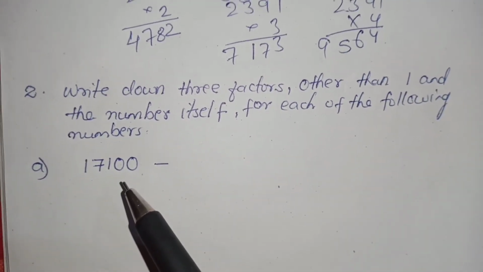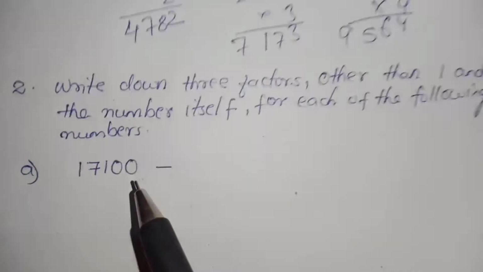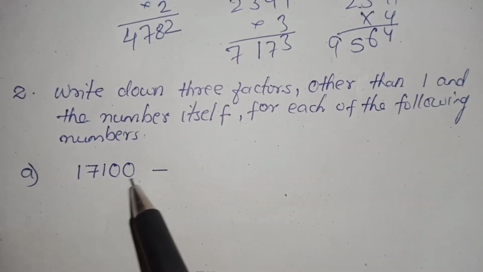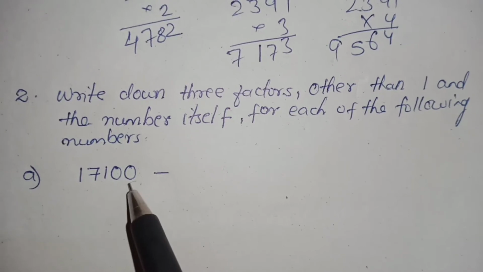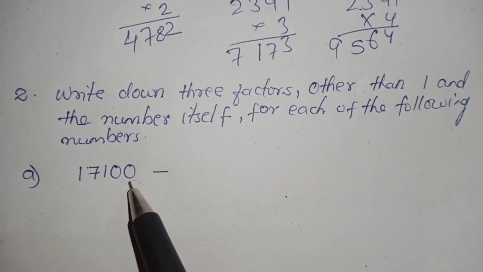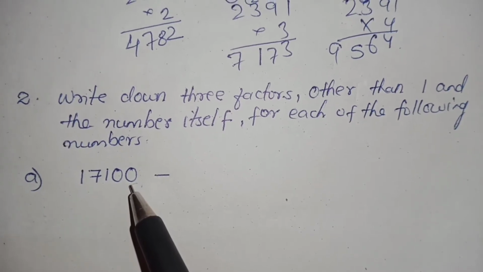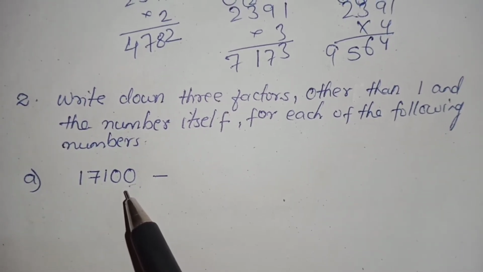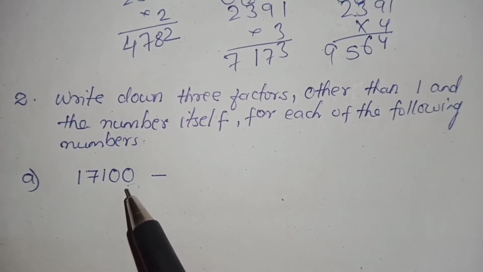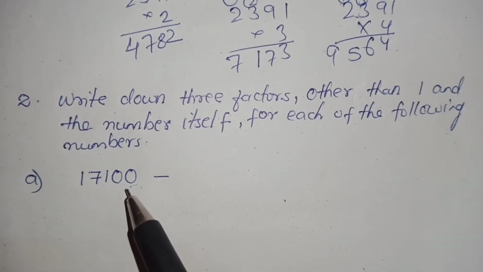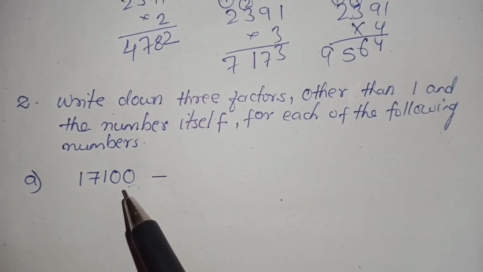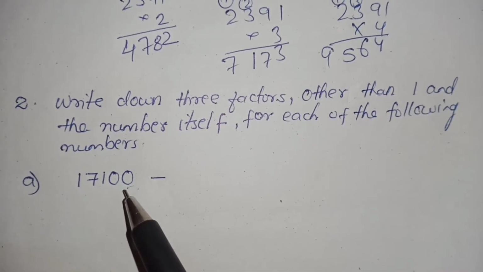17,100. So it is a big number. So how to know? An easy way: you can see the last digit, the digit at ones place. What is it? 0. That means this number comes in the table of 2 also. You know that for 2 you have to see the divisibility: if the last digit is 0, 2, 4, 6, 8, that means this will come in the table of 2.